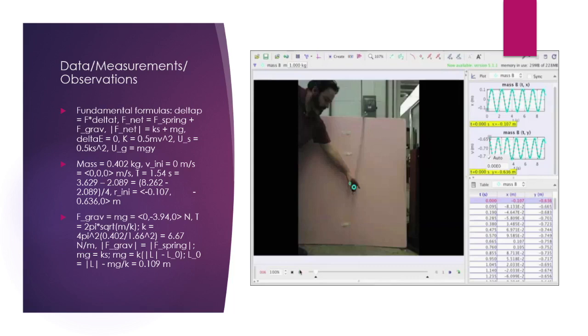The period is equal to 2 pi times the square root of mass over the k constant, and I rearranged that formula in order to solve for the k constant, which was 6.67 newtons per meter. The magnitude of the gravitational force is equal to the magnitude of the spring force, which I used in order to solve for the relaxed length of the spring, which was 0.109 meters. And here's the video.